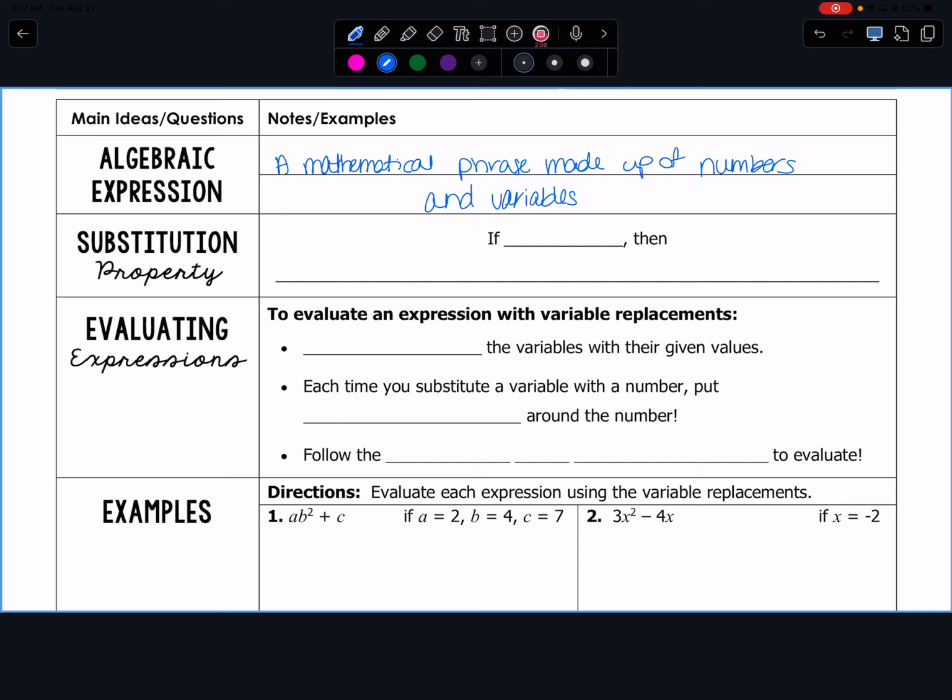Okay, substitution property: if A is equal to B, then A may be replaced for B in any expression. It can be replaced in any equation as well.